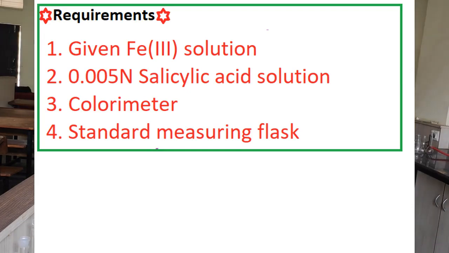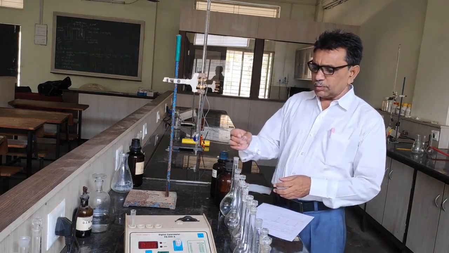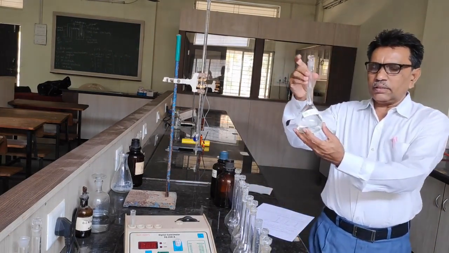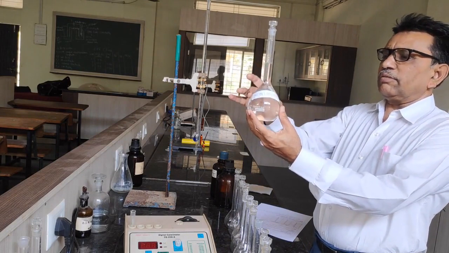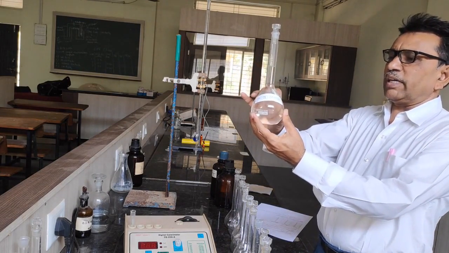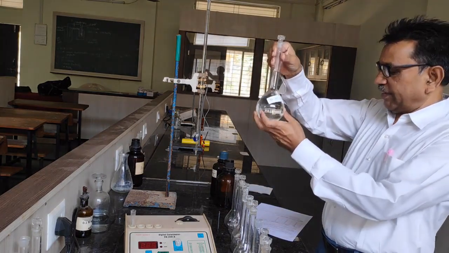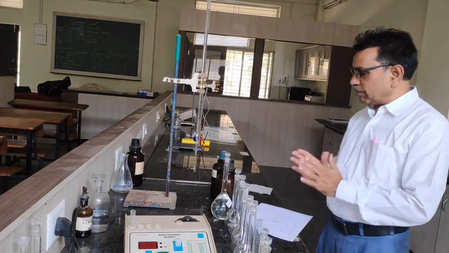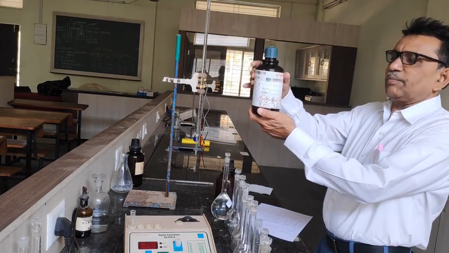So in this experiment we have to determine the amount of Fe3+ present in the given solution. You can see this is the given Fe3+ solution. We require this Fe3+ solution, that is ferric ammonium sulfate. Now the second solution to perform this experiment is salicylic acid.